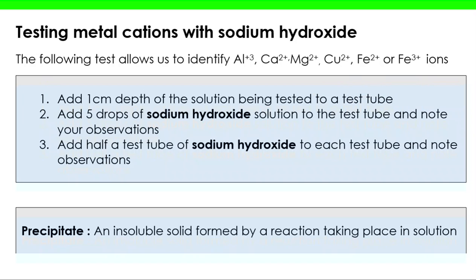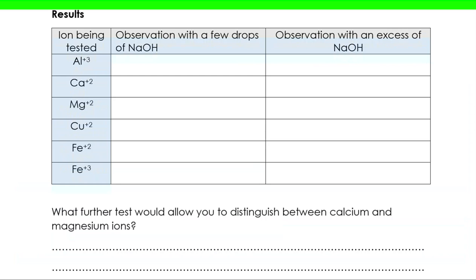We then add 5 drops of sodium hydroxide, note our observations, but then you can also continue to add an excess of sodium hydroxide to see if there is any change. Really important, a precipitate is an insoluble solid which is formed by a reaction taking place in a solution. So when a solid precipitates out, it's where 2 solutions have mixed and reacted to form a solid.